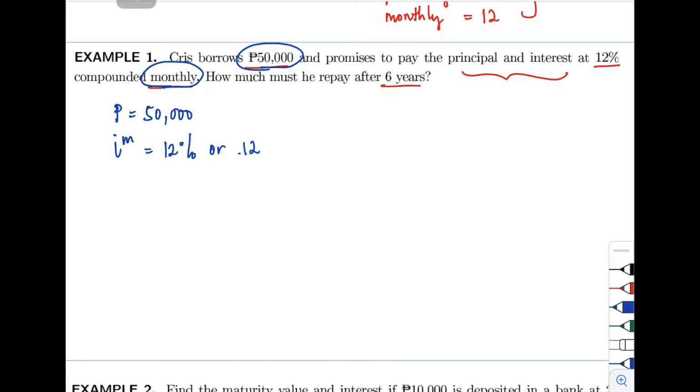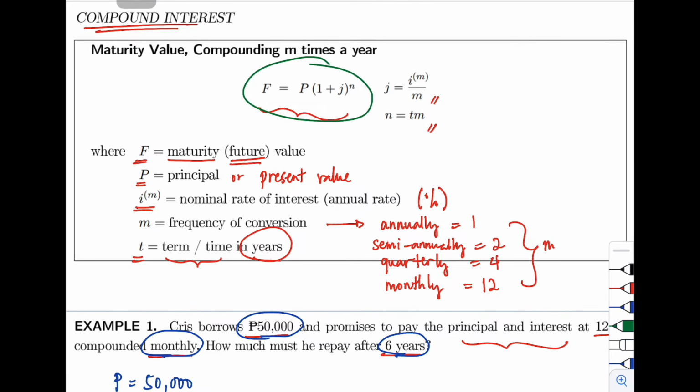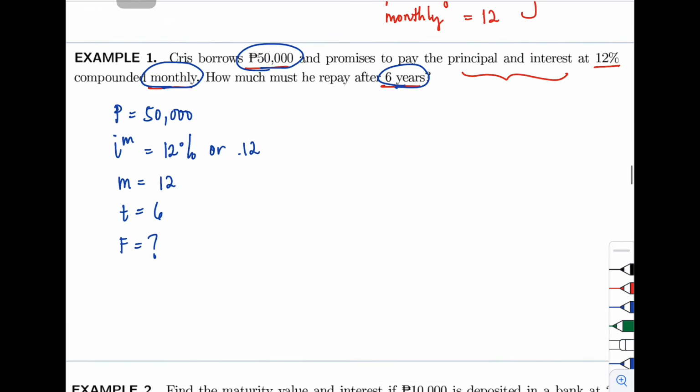So, ito yung ating frequency of conversion. So, ang M natin ngayon is equals to monthly, which is 12. Since meron tayong 12 months in a year. Then, ang time natin is 6 years. Tama? So, ang pinapahanap is yung principal and interest, yung total. And that is our maturity value. Okay? So, ang first step natin guys, para magamit natin yung ating formula, dito sa taas, is to solve for J and N.